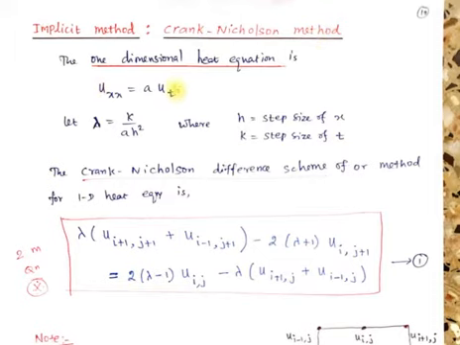Now, the one-dimensional heat equation is Uxx equal to aUt, where lambda equal to k divided by a h squared. h is the step size of x, k is the step size of t. The Crank-Nicolson difference scheme for the one-dimensional heat equation is lambda into u(i+1, j+1) plus u(i-1, j+1) minus 2 into (lambda plus 1) into u(i, j+1) is equal to 2 into (lambda minus 1) u(i, j) minus lambda into (u(i+1, j) plus u(i-1, j)).